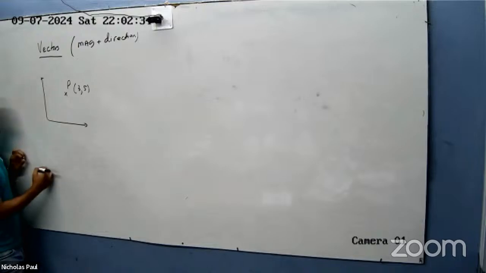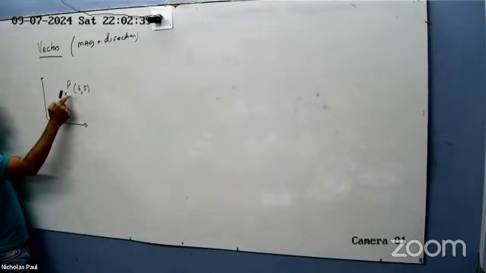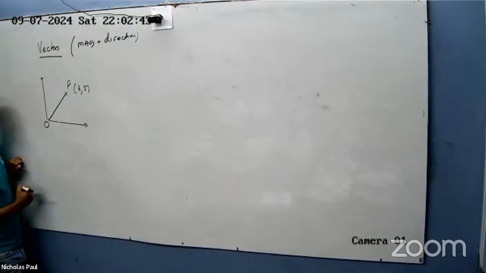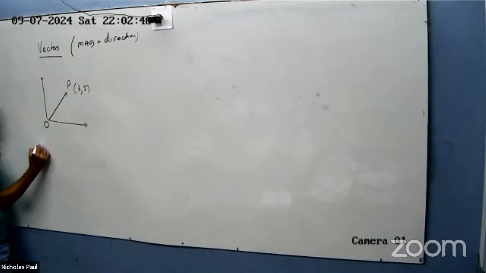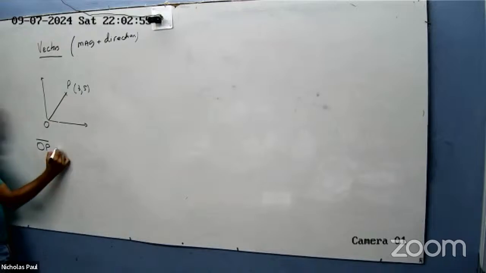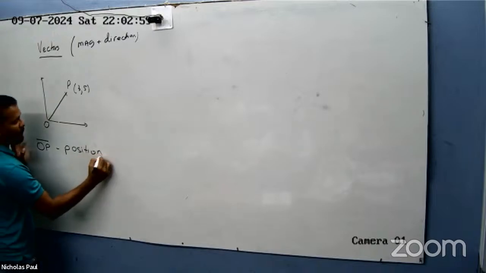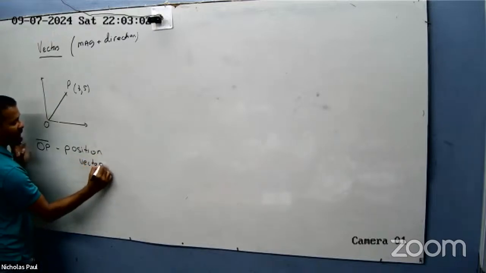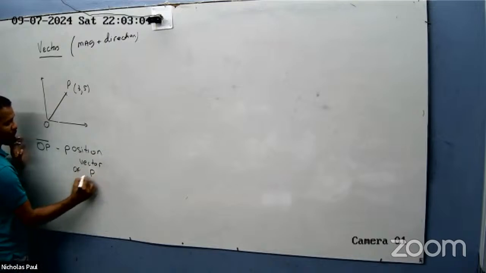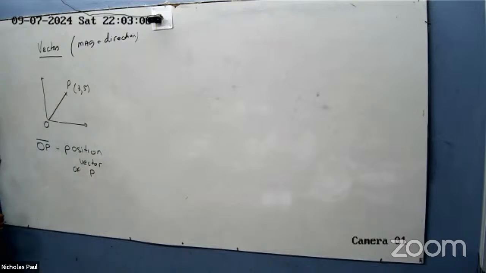So here's what you do. In order for us to get direction, I will take the point P and draw from the point P back to the origin. So I will write OP. What this tells me is that I have a vector going from O to P. This is called the position vector of P. Are you okay with that?